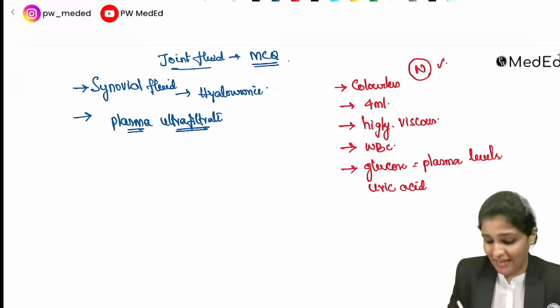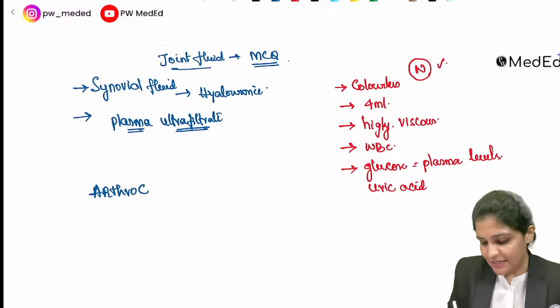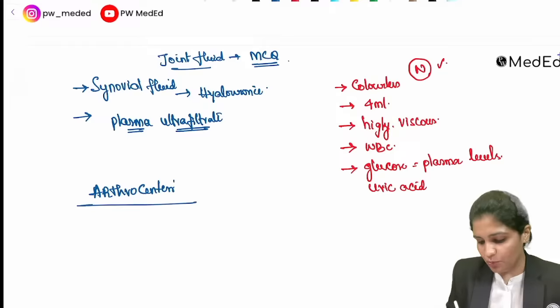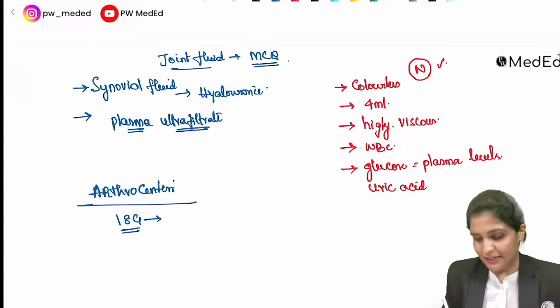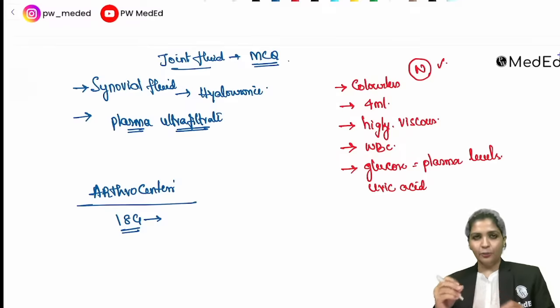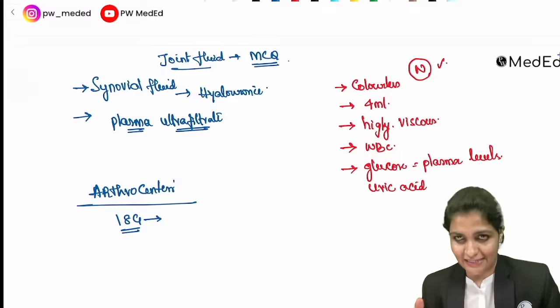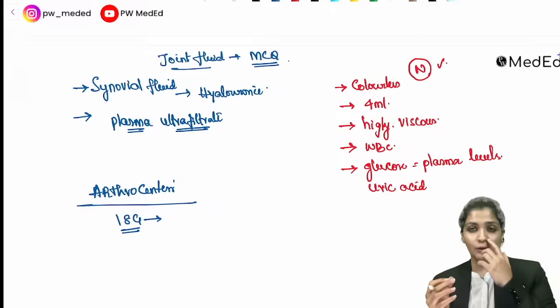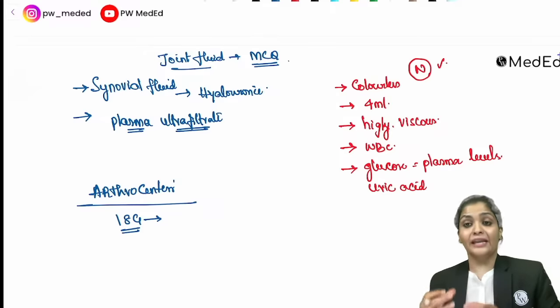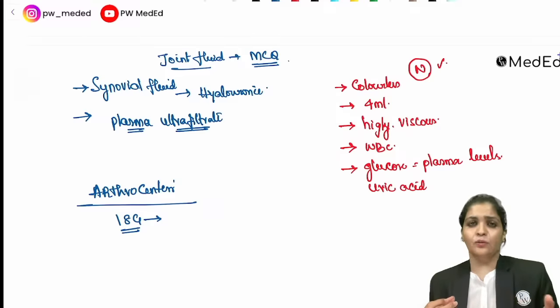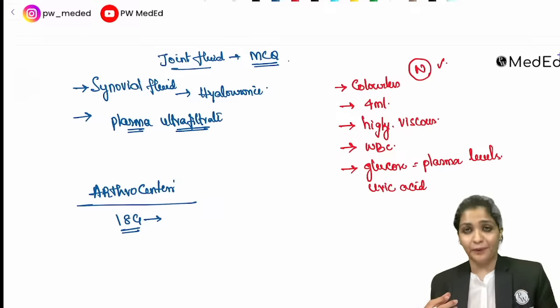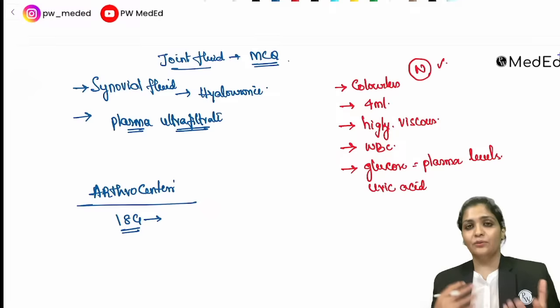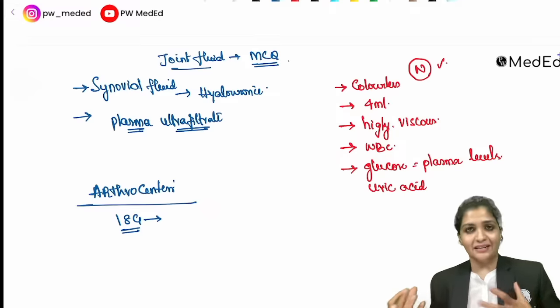This joint fluid aspiration is also called arthrocentesis. So arthrocentesis is nothing but your joint fluid aspiration. You will do this with an 18 gauge needle, and you will put this needle into the joint, aspirate the fluid, and send this fluid for analysis. Once you conclude the analysis, you can diagnose various pathological conditions based upon this simple invasive test. That is, a single needle prick will tell you the diagnosis rather than various other sophisticated investigations.